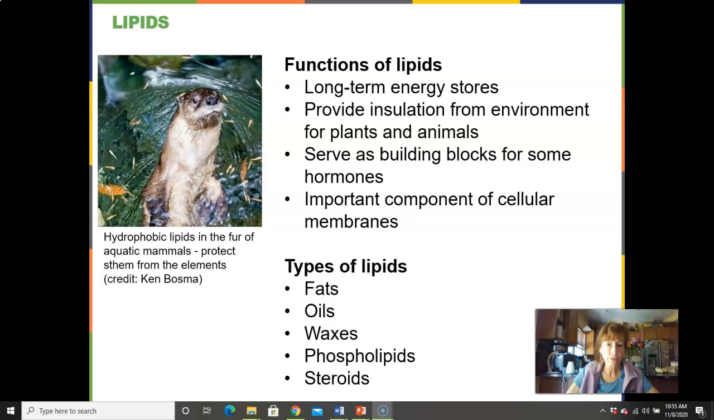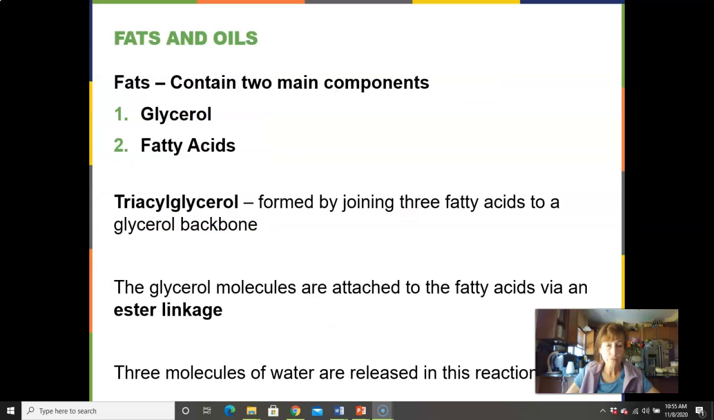So here are the types of lipids that we will look at: fats, oils, waxes, phospholipids, and steroids. Fats and oils are the first one, and they have two main types of units. One is called glycerol, and one are called fatty acids. And when they come together, most of the things that we see in this category are called triacylglycerol. The reason is that they use 3 of these chains of fatty acid for every 1 glycerol molecule. So I'll show you that in class.